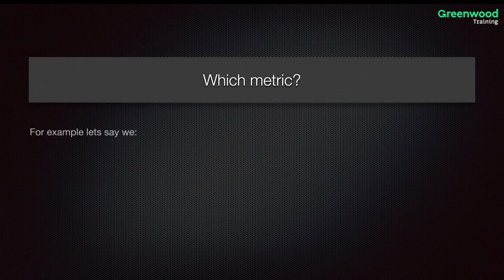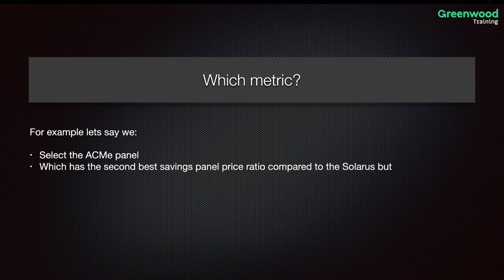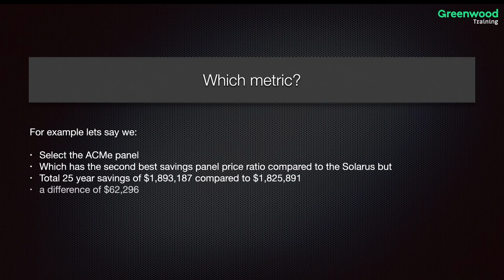For example, let's say we select the Acme panel, which is the second best savings panel price ratio compared to the Solaris, but with total 25-year savings of $1.893 million compared to $1.825 million, right? So this is a difference of $62,000. But the cost to you for the panels alone is $8,000 more, okay?